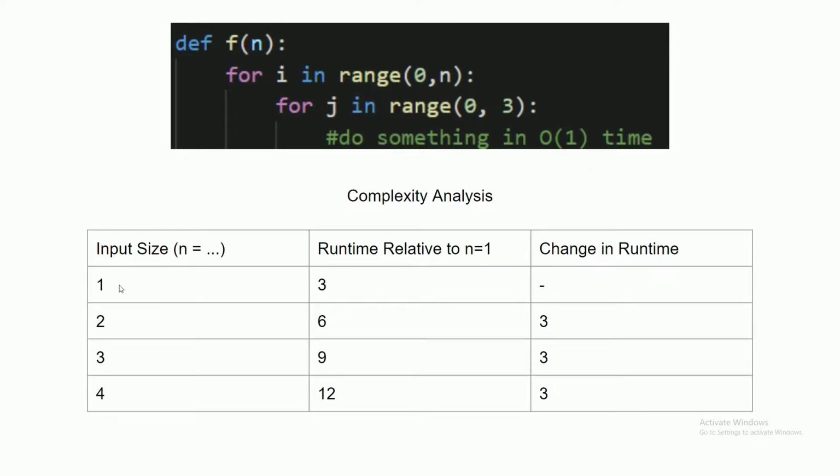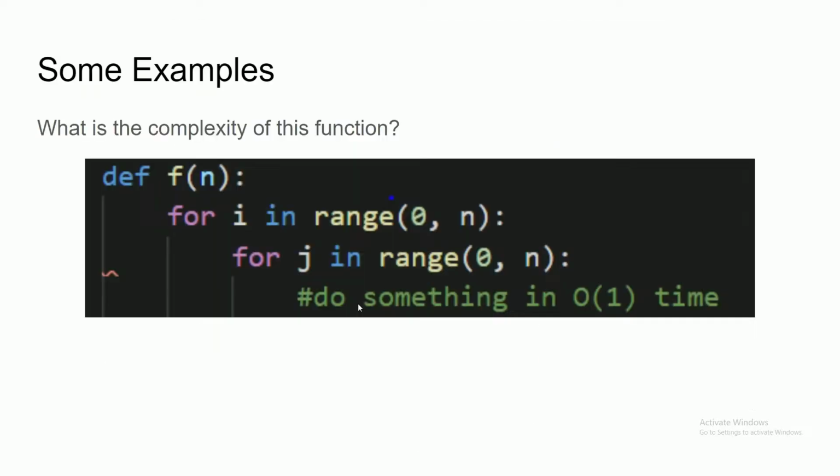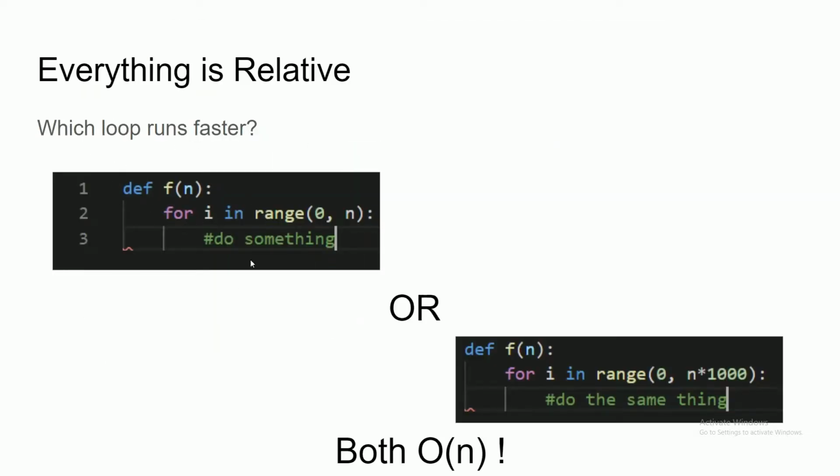So the function that maps our input size to our runtime relative to n equals 1 is going to be 3 times n. And that makes sense because, again, this inner loop runs 3 times regardless of how big n is. So although this runs more times than, say, the linear runtime function that we started out with back here, where we have one loop that runs n times and then it does something.